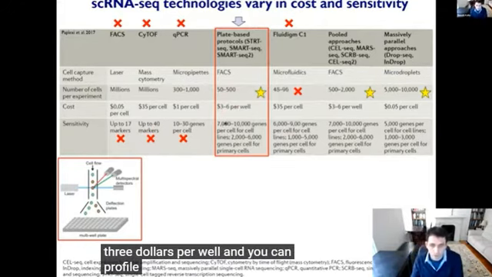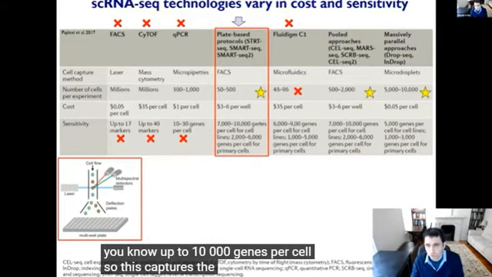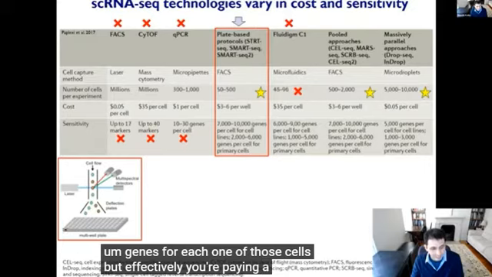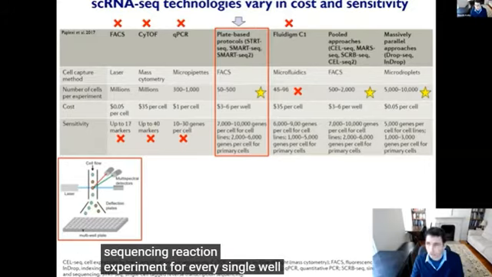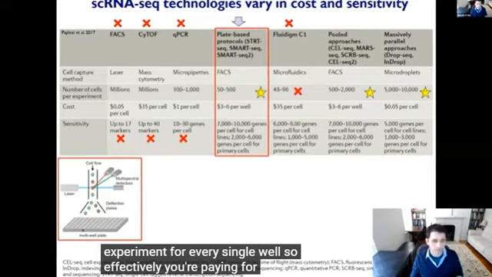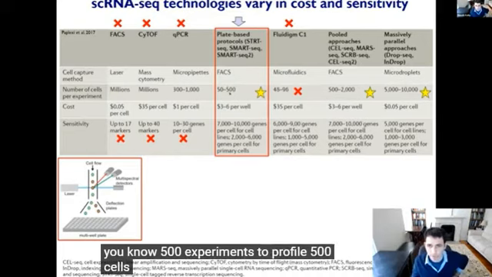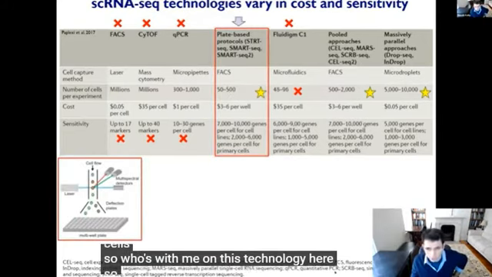And you can profile up to 10,000 genes per cell. So this captures the most genes for each one of those cells. But effectively, you're paying for a separate sequencing reaction experiment for every single well. So effectively, you're paying for 500 experiments to profile 500 cells. So who's with me on this technology here?